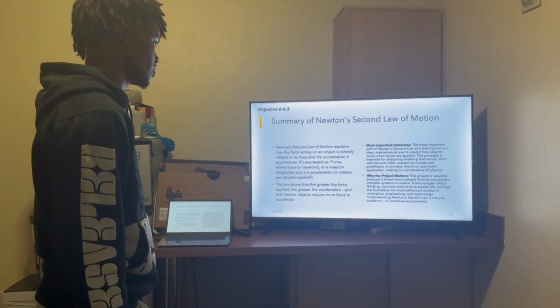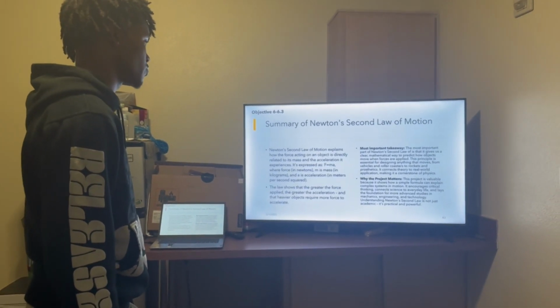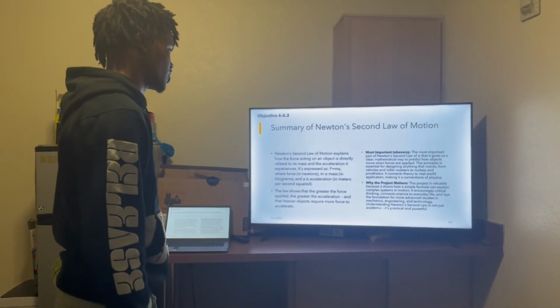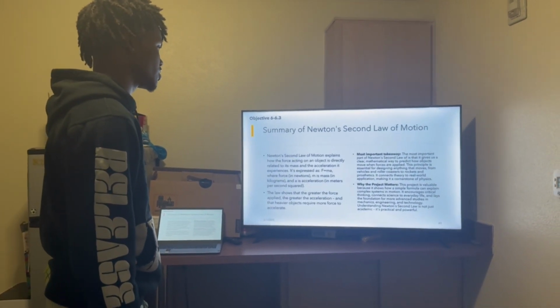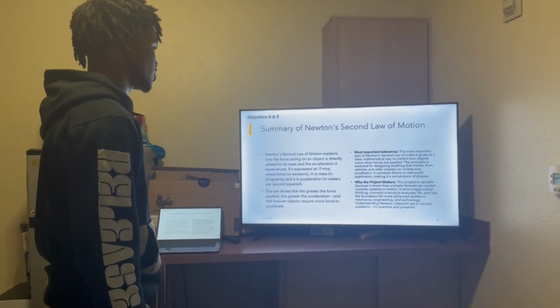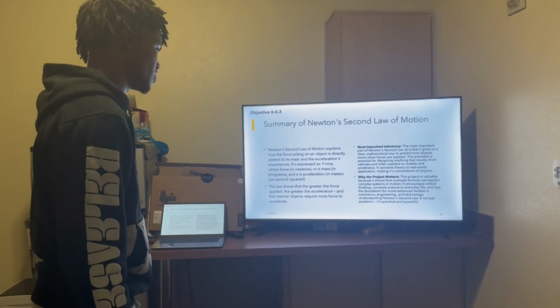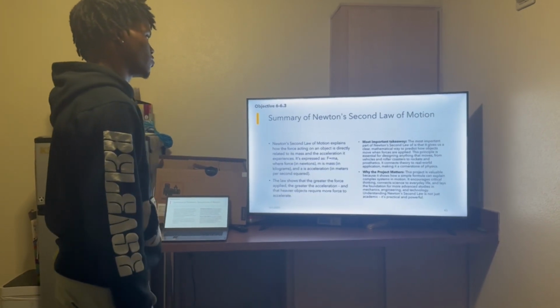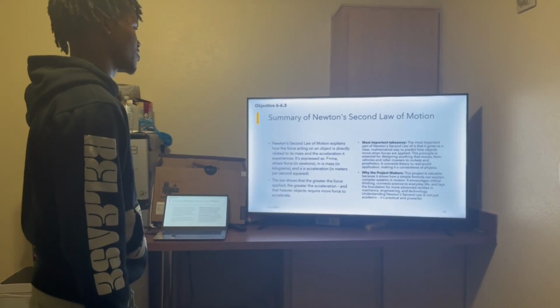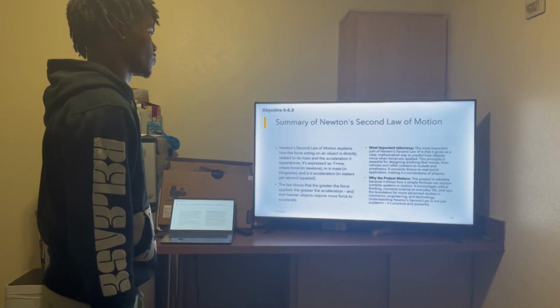Why the project matters. This project is valuable because it shows how a simple formula can explain complex systems in motion. It encourages critical thinking, connects science to everyday life, and lays the foundation for more advanced studies in mechanics, engineering, and technology. Understanding Newton's second law is not just academic, it's practical and powerful.